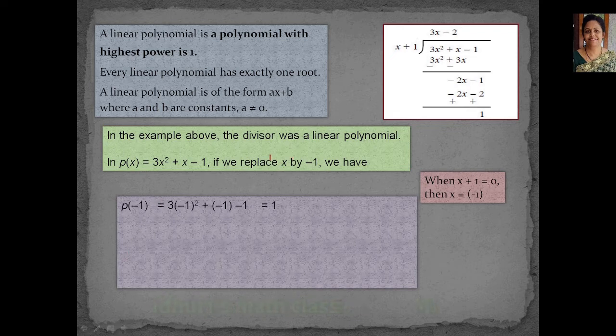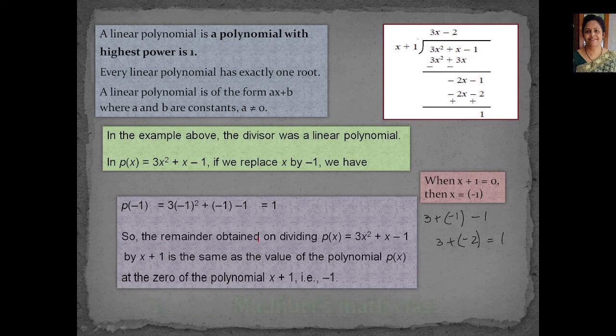So when we replace x by negative 1, in the place of x in p(x) we will write negative 1. So 3x squared means 3 into negative 1 squared. That means negative 1 into negative 1, plus x, so plus negative 1, since x is negative 1, minus 1.